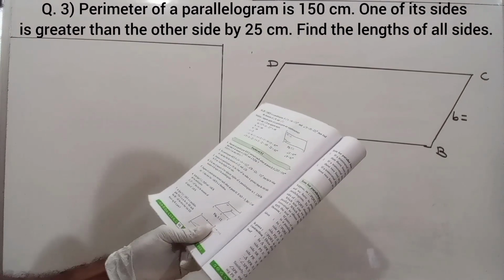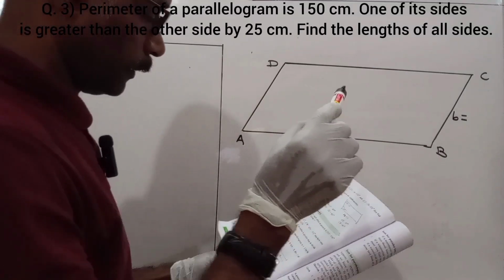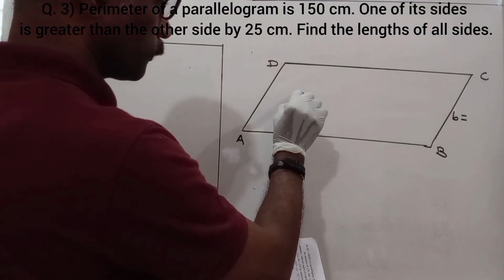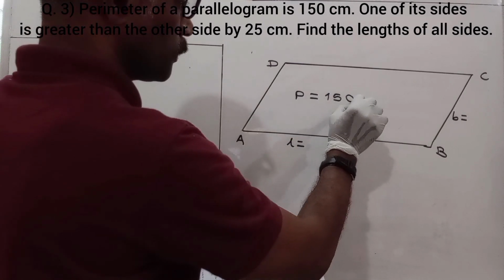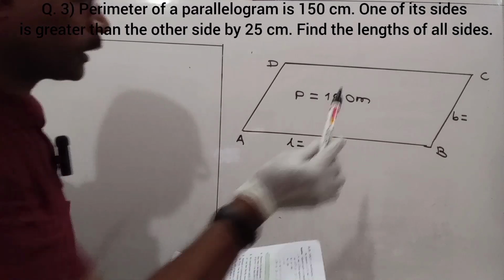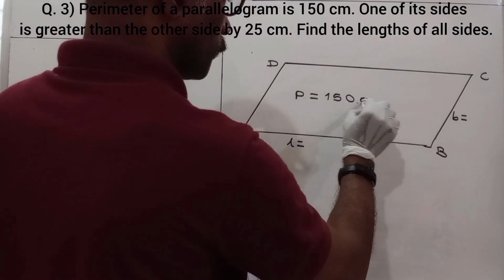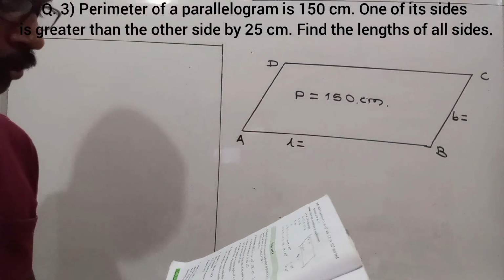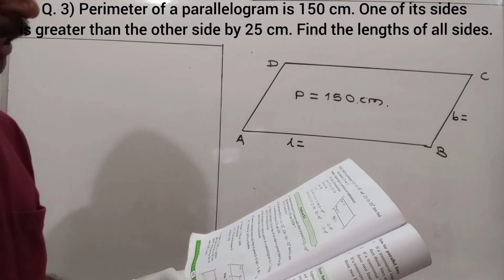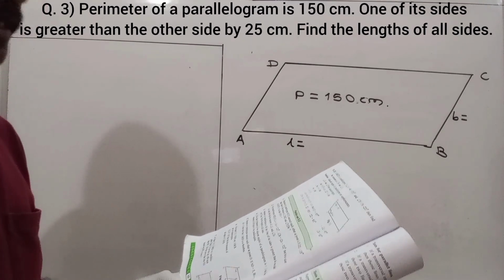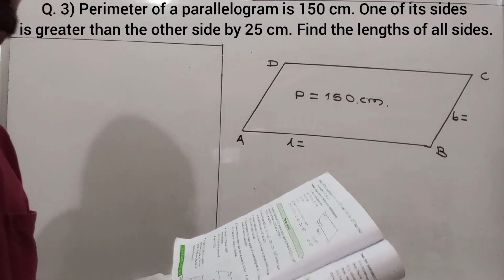Practice set 5.1, question number 3. Perimeter of a parallelogram is 150 centimeter. Perimeter of this parallelogram is 150 centimeter. This is given in centimeter. Okay. Now we have given one of its sides is greater than the other side by 25 centimeter. Then find the lengths of all sides.